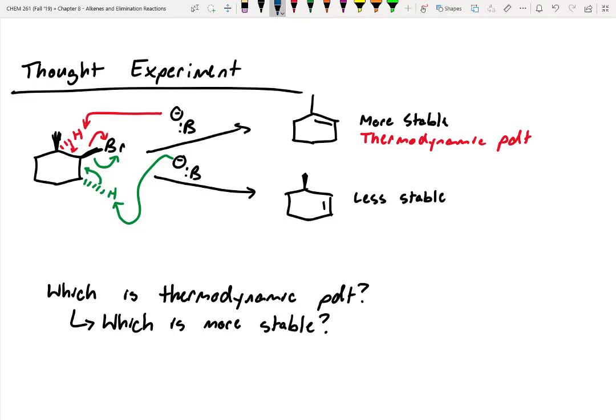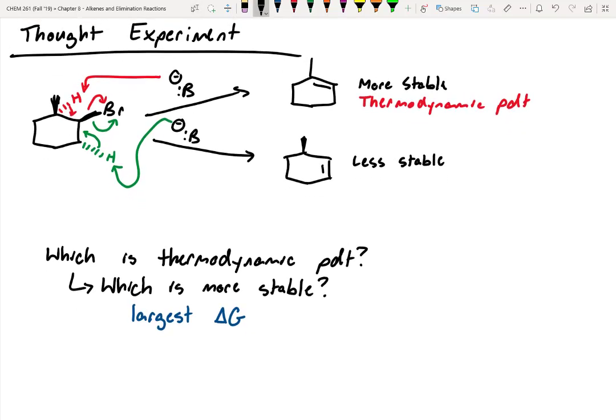If you remember, when we talked about thermodynamic products, we said that this has the largest delta G, right? So when we ask ourselves about a thermodynamic product, we're just saying which one gives you the most stable thing, all right? Which is the kinetic product? Or can we tell?